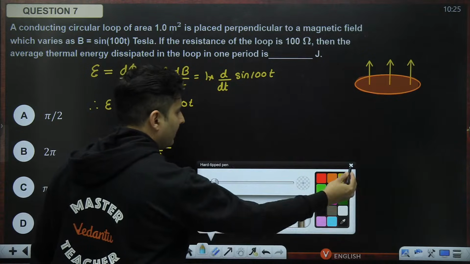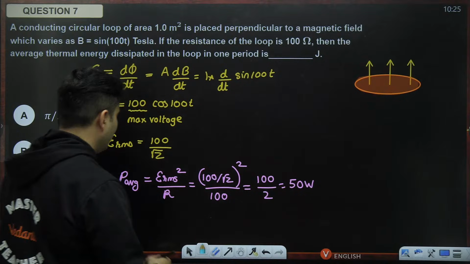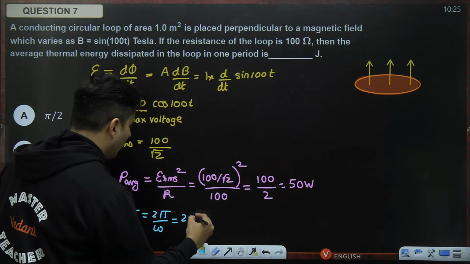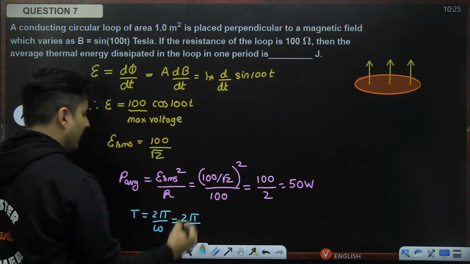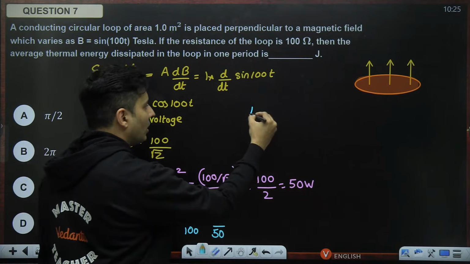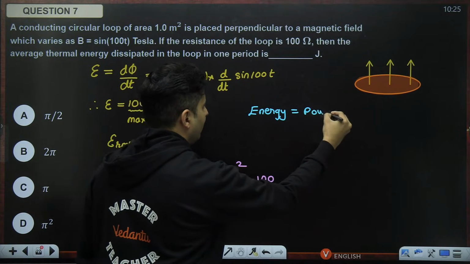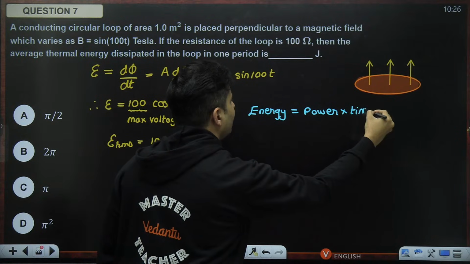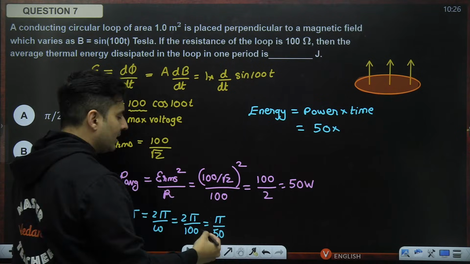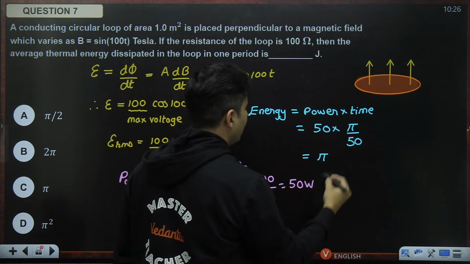Now comes the final aspect, where we talk about the energy in one period. So what is the meaning of one time period? One time period is nothing but 2 pi divided by omega. Omega over here is nothing but 100. That means it is pi by 50. So when we talk about energy, energy is nothing but the power multiplied by time, because power is energy by time. Power is nothing but 50, and the time is nothing but pi by 50. 50-50 will cancel and the answer will be pi.